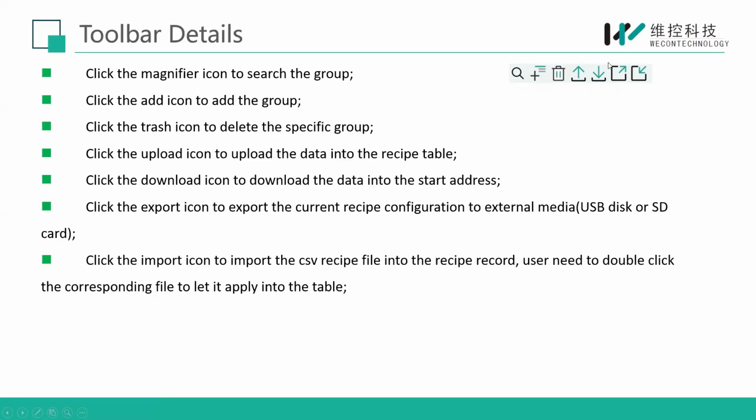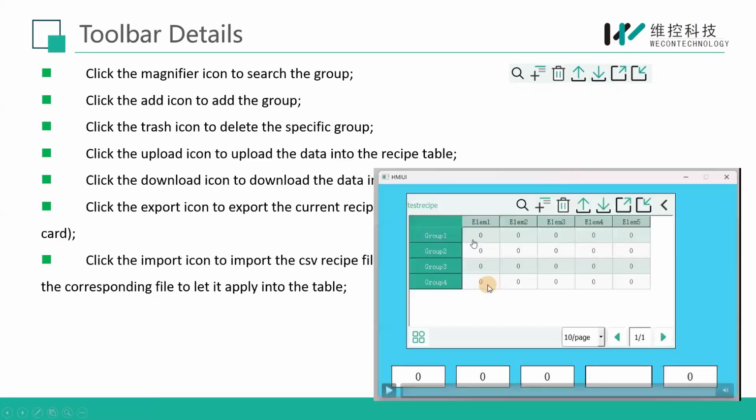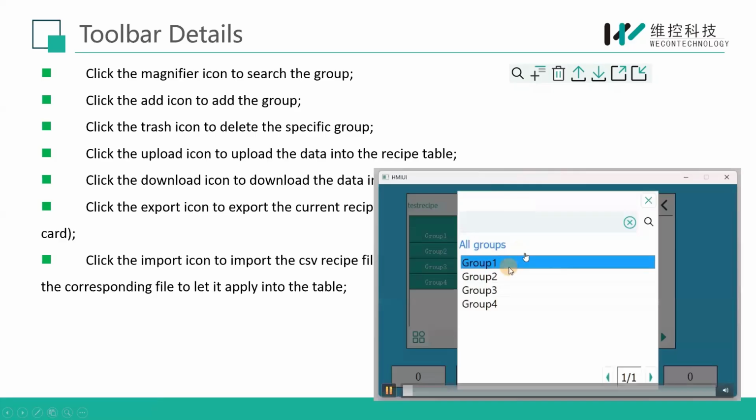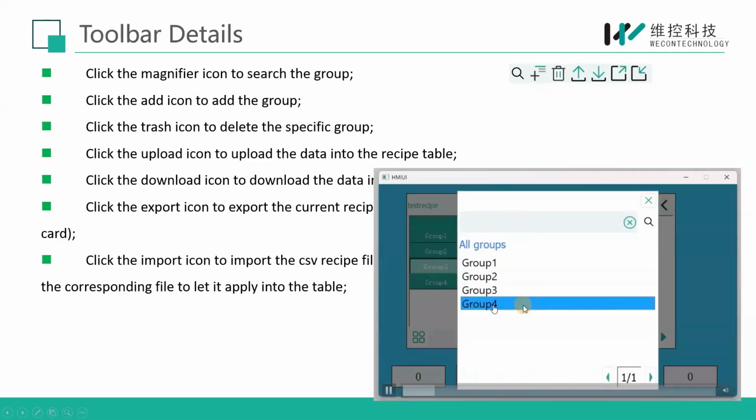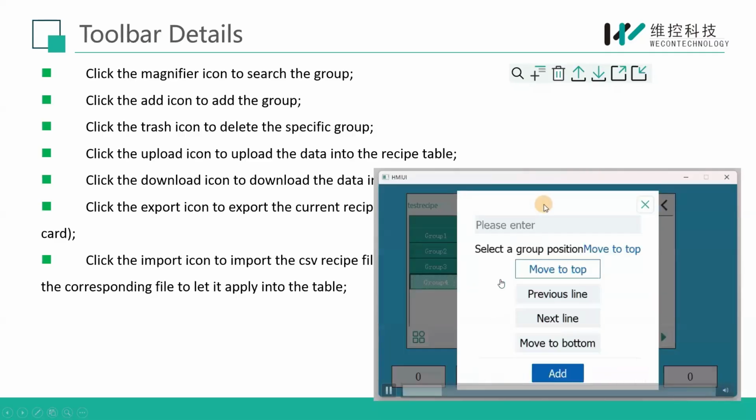So I will just show you how this works. I will just run this video. You can see this one is the search button. After clicking this magnifier icon, you can see all groups here. You can select your group here, or you can search by group name. You can see group number 3 is selected. Group 4, so group number 4 is selected.